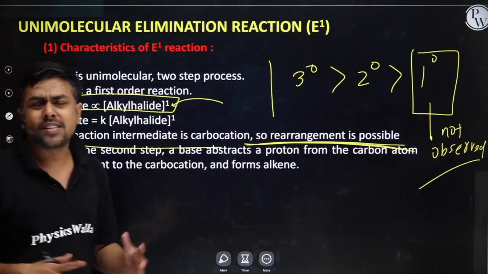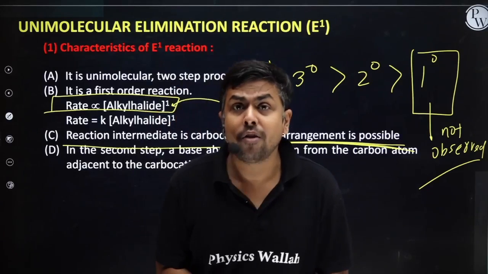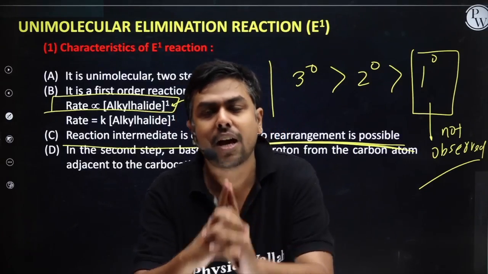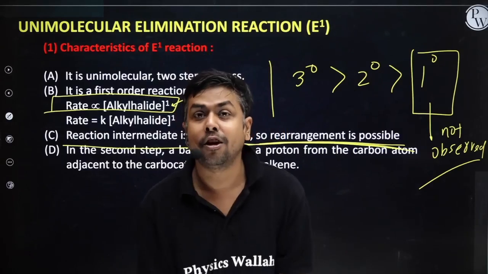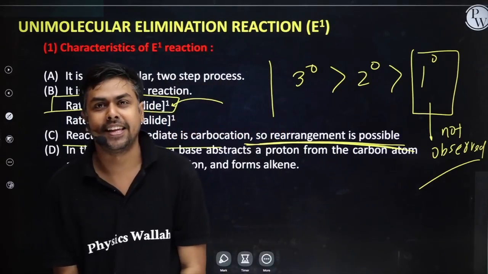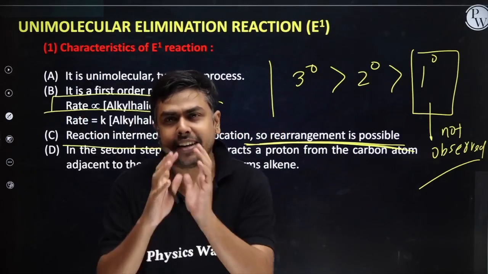In the second step, what happens? The removal of proton from beta carbon occurs, leading to the formation of more stable alkene. Shall I move ahead? Let's move ahead.